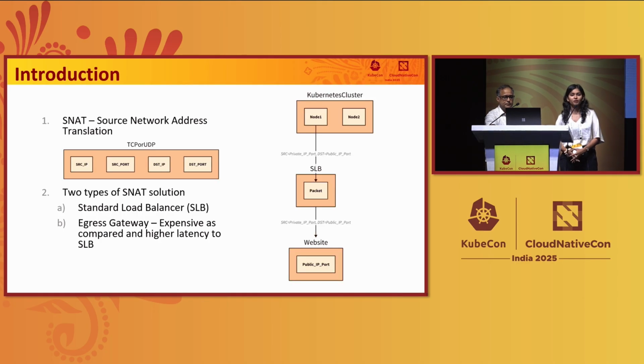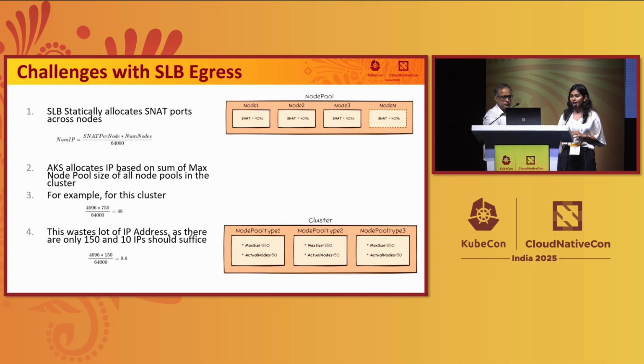So I'll start with what is SNAT. SNAT is a very core networking concept used when a private cluster wants to do egress communication to a public endpoint. Here, the private cluster will obviously have private IPs, so this needs to be translated to source public IPs. This translation is called source network address translation. Now this snatting is provided by two solutions, standard load balancer and egress gateway. We use standard load balancer because it's faster and cheaper.